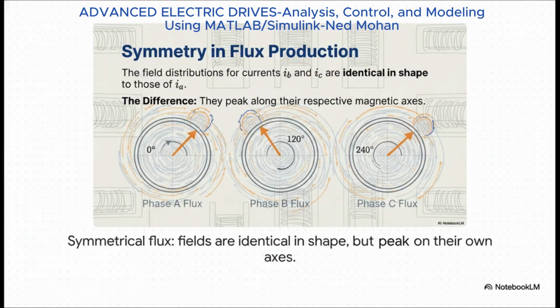And here it is, the beautiful result of all that symmetry. Each phase is producing a magnetic field that's identical in shape to the others, but they're all pointing in different directions, exactly 120 degrees apart. It's kind of like having three dancers, right? They're all performing the exact same move, but they're facing in different directions to cover the entire stage.